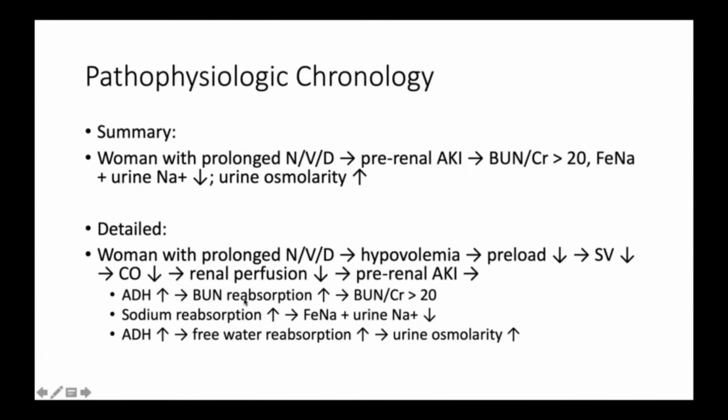So ADH causes BUN reabsorption to go up. And both BUN and creatinine are going to be filtered less because there's less blood getting to the glomerular capillary. So the BUN and creatinine can both increase. However, because the BUN is also reabsorbed in the case of ADH, because of the hypovolemia, your BUN is going to increase faster than your creatinine. So that's where your BUN to creatinine ratio is going to increase.